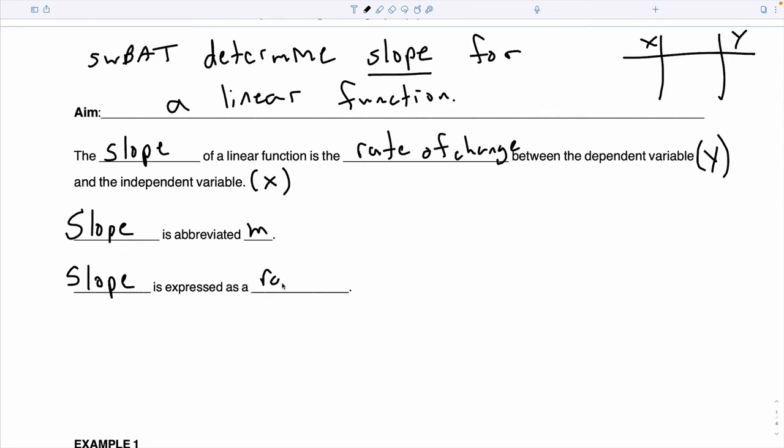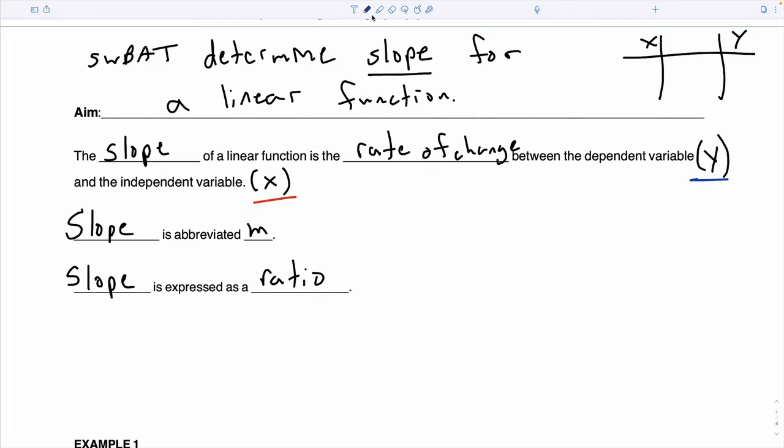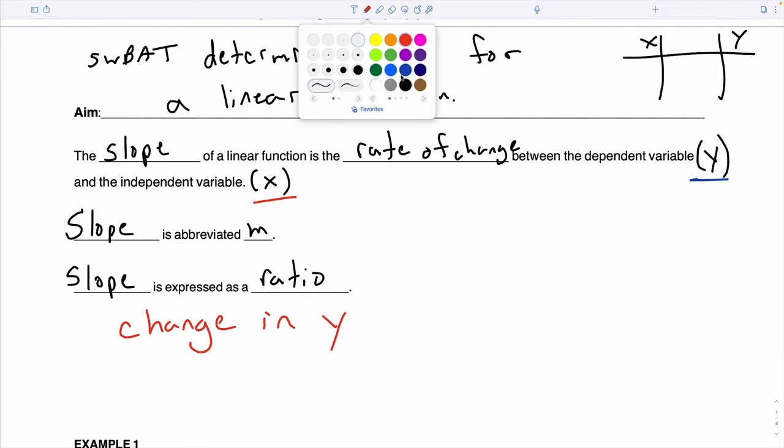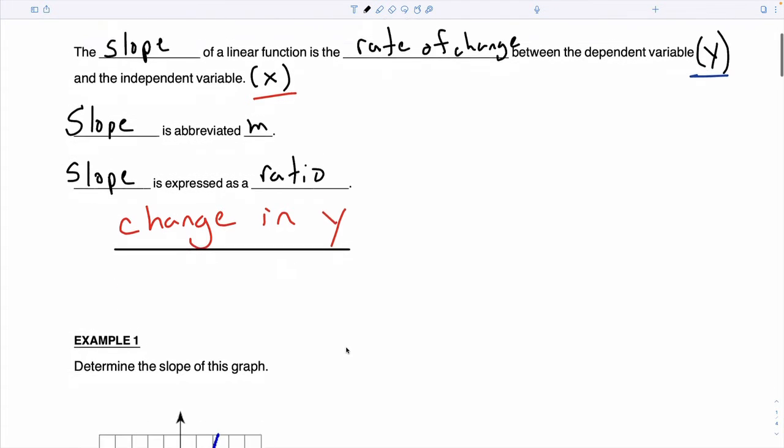Slope is expressed as a ratio, which is just like a fraction. Here's what it looks like. When you're thinking of slope, you're going to find the change in the y points on your graph, the change in the y. And then you're going to place that over the change in the x value of the graph.